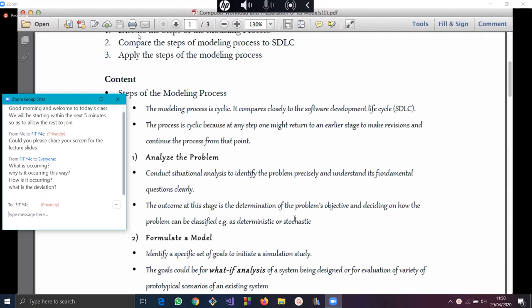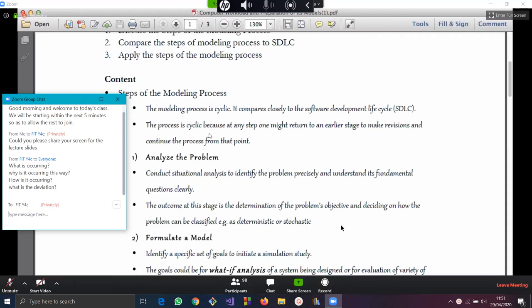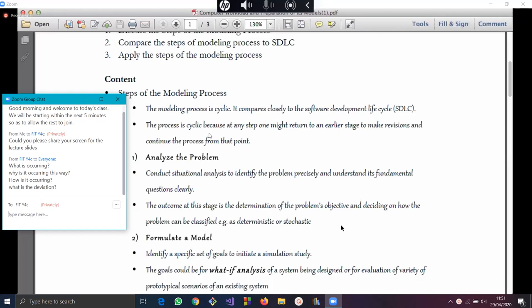The outcome at this stage is the determination of the problem's objective and deciding how the problem can be classified. How the problem can be classified. This is important. It has to be classified.